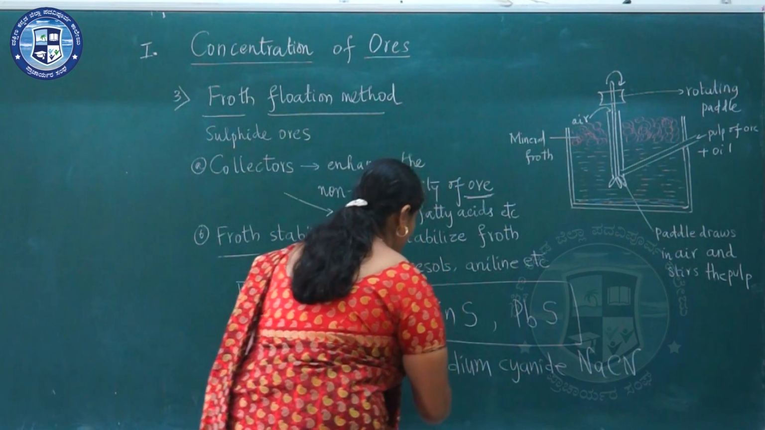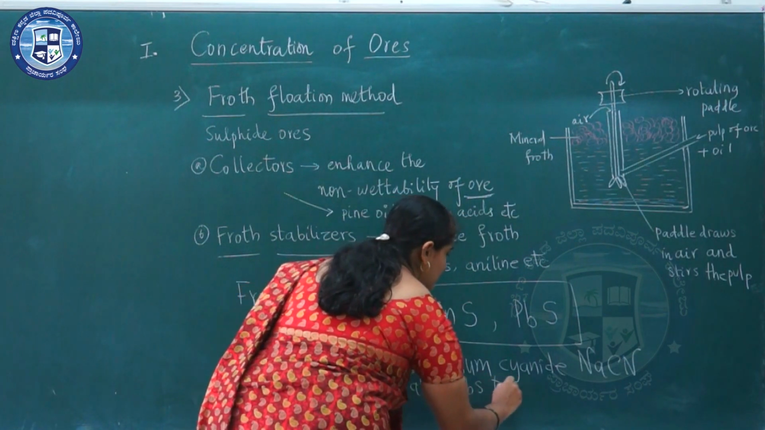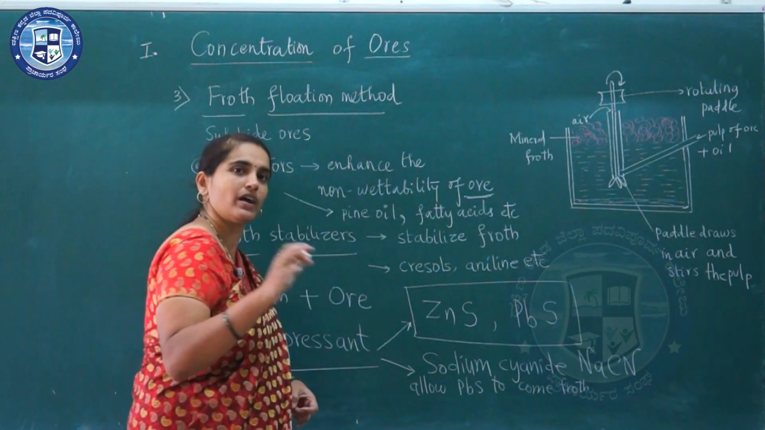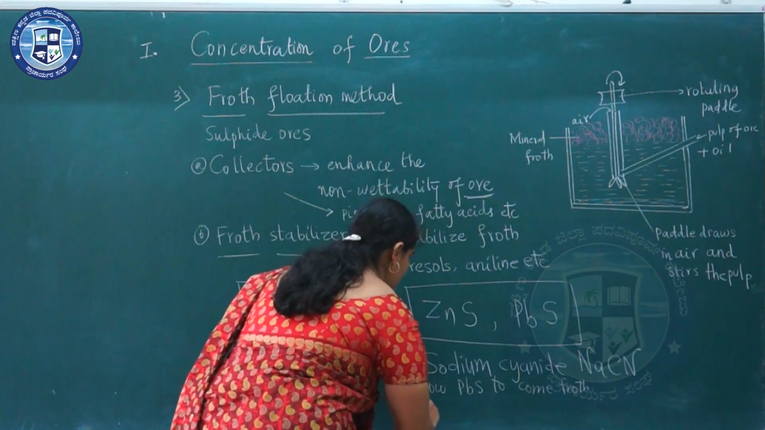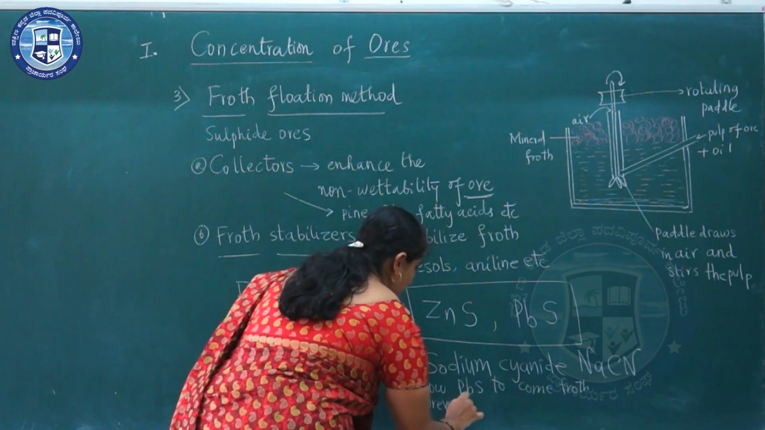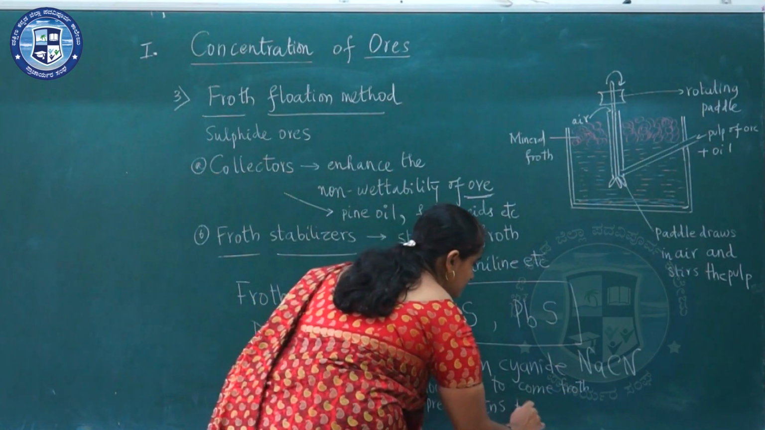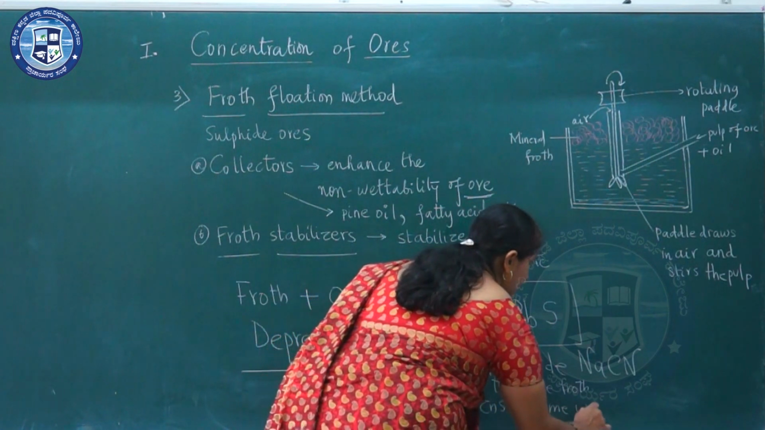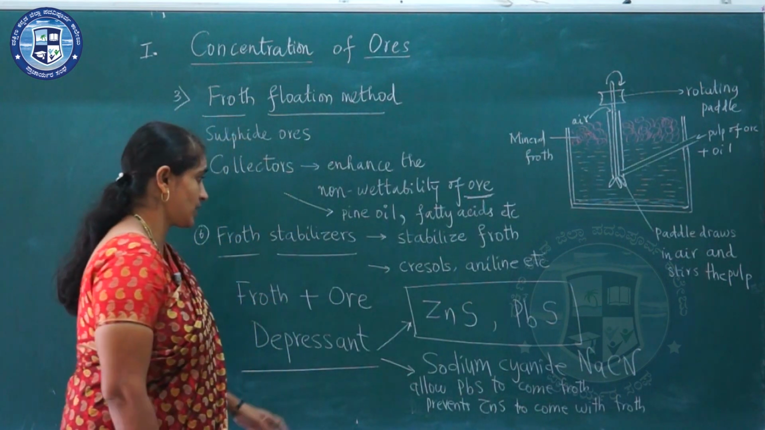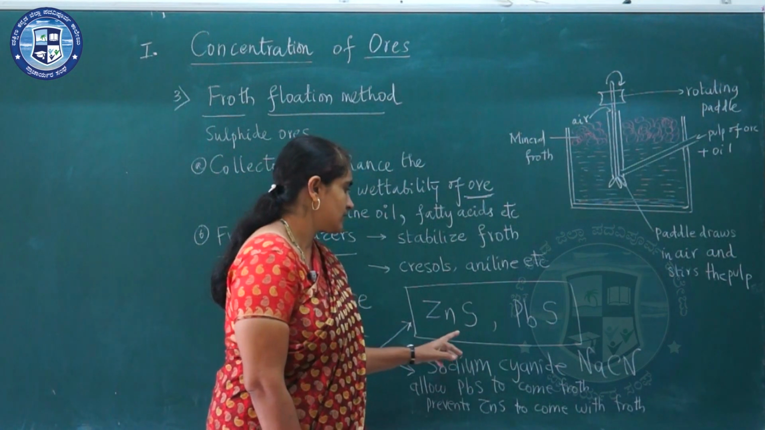This sodium cyanide will allow PbS to come with the froth. It will say, yes, go. But it will prevent ZnS from coming with the froth.